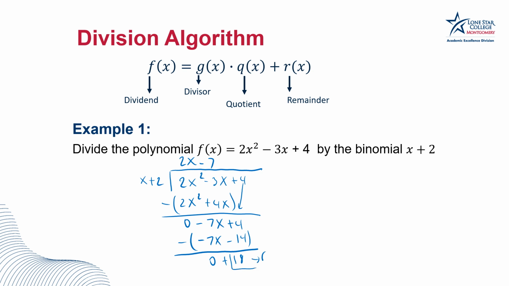So our function can be written in the form, you write the divisor first. The divisor is our binomial, x plus 2, times the quotient. The quotient is the result of our division. That's 2x minus 7, plus our remainder. Our remainder is just 18. And that right there is how you write your function in this form using the division algorithm.